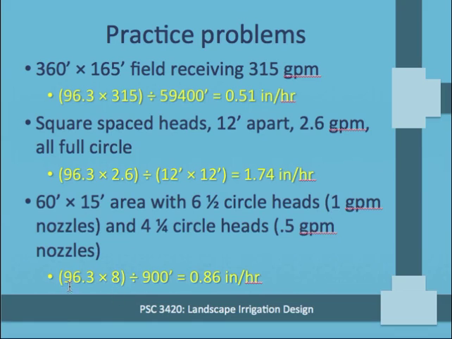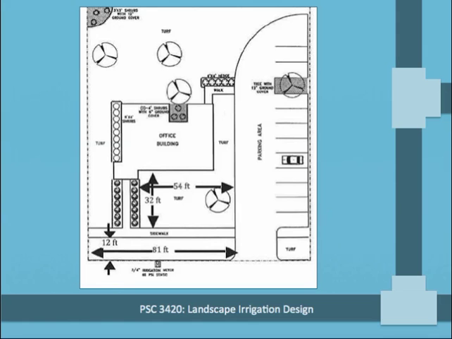So then you just put that into your formula. You've got 96.3 times 8 GPM divided by 900 feet, which is the area here, and that equals 0.86 inches per hour. So those are ways in which you can calculate precipitation rate without relying completely on manufacturer specifications or information.